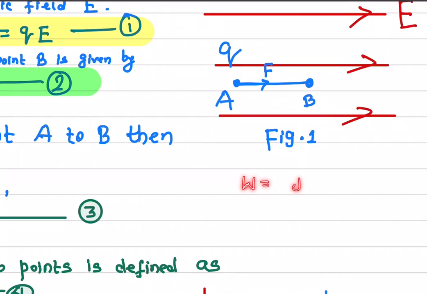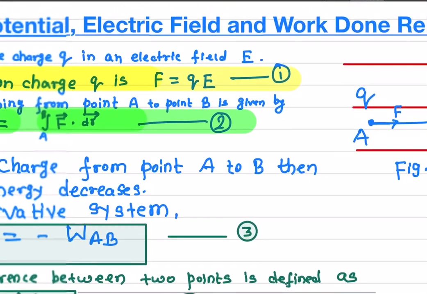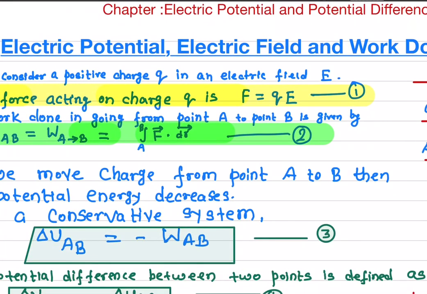If you recall the work done, how do you define the work done? The work done is defined as a force times dr vector. Let me write down here. The work done can be defined as a force dot dr vector, and this dot is the scalar product. It's not the simple multiplication, it's a scalar product. That's how we define work done. And this integration means we integrate from point A to point B. That's how the work done is defined.